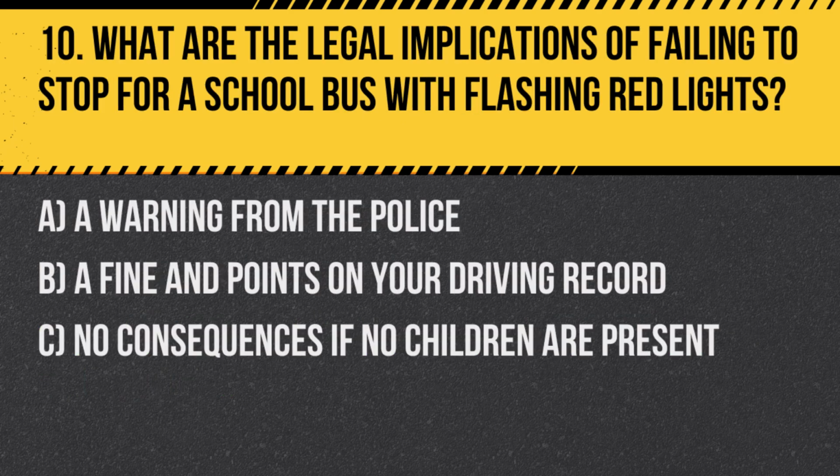Question 10. What are the legal implications of failing to stop for a school bus with flashing red lights? A. A warning from the police. B. A fine and points on your driving record. C. No consequences if no children are present. Answer. B. A fine and points on your driving record. Failing to stop for a school bus is a serious traffic violation.